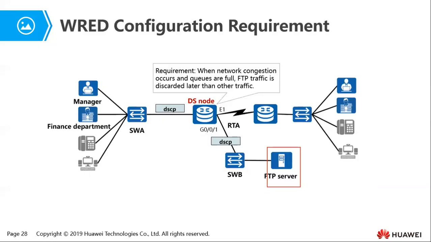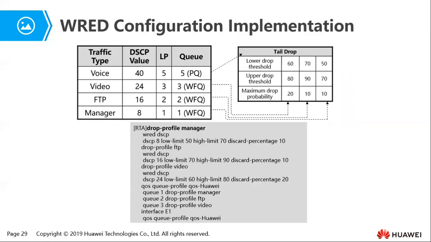So for the classification, we are using DSCP, differentiated services code point. I think we want to configure that on this DS node, so it's not an edge node. SWA here is the DS edge node, and SWB, switch B, is also a DS edge node. But I think we are doing it on the DS node on G001. So let's see how to do that on RTA. So what happens here?